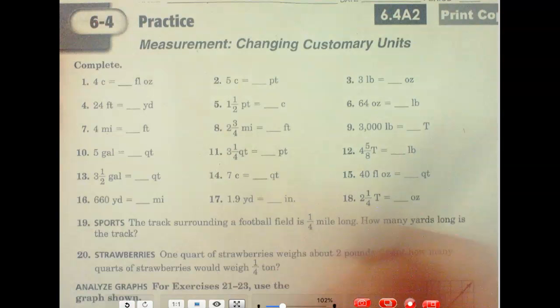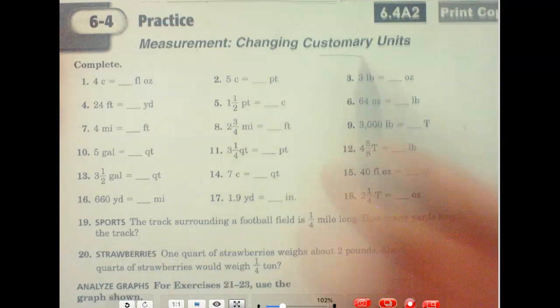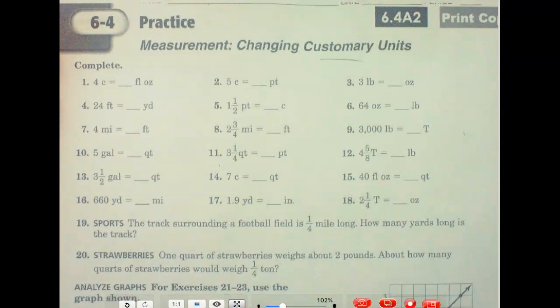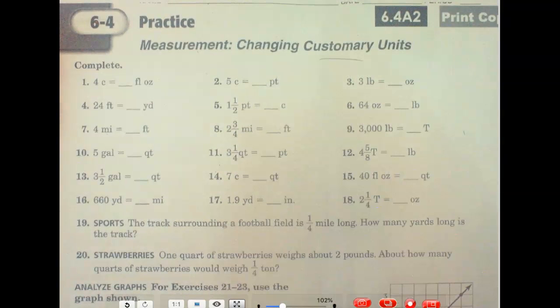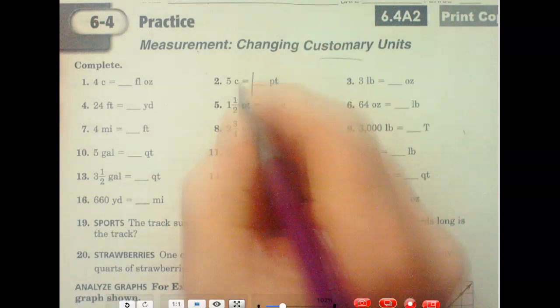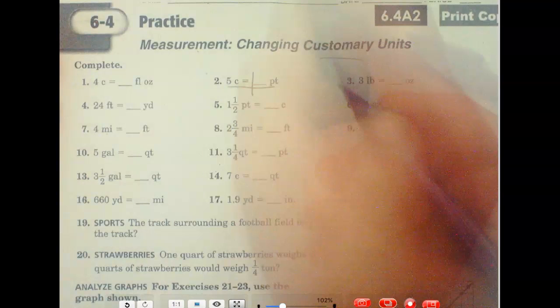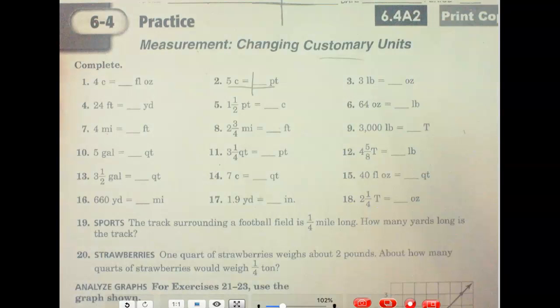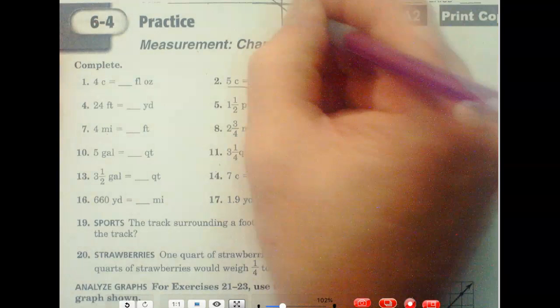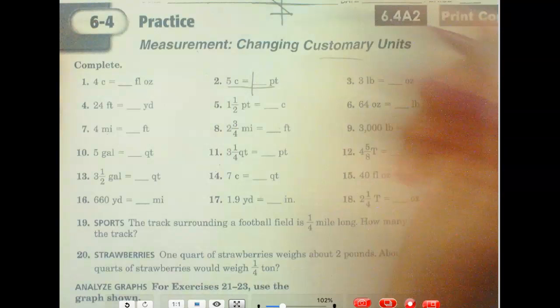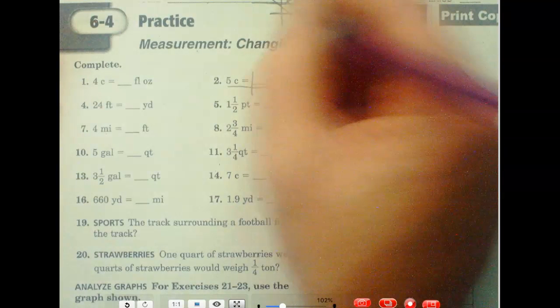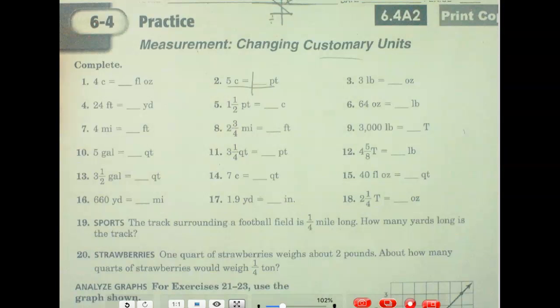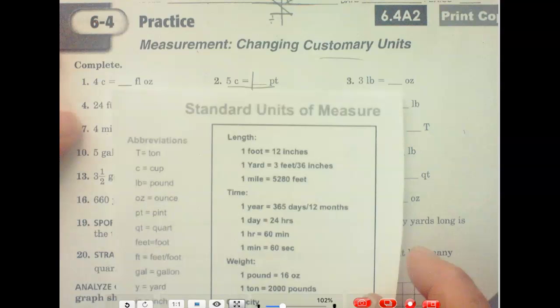We're going to be changing customary units here. This is your second sheet, so this should be a little bit easier. We'll just do a couple here. 5 cups is how many pints? Again, I use this little box method where I label things up, and then I'm going to multiply diagonally and then divide. One of the measures is always going to be a unit of 1, so you can use a calculator, but you probably don't need to.